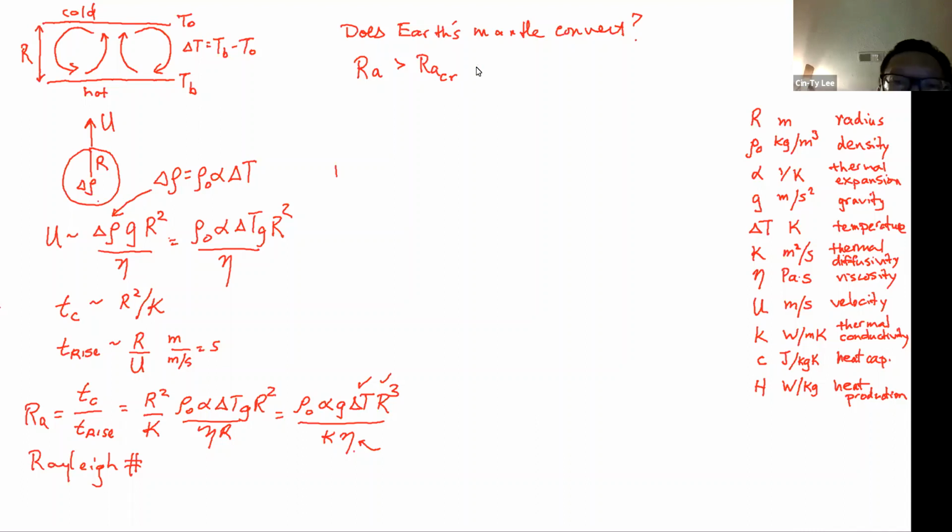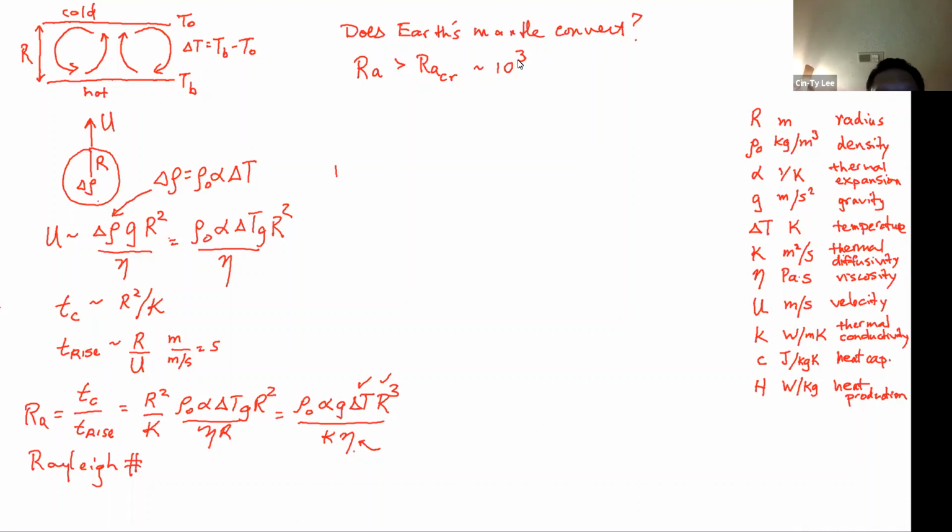And it turns out it's about on the order of 10 to the 3. It's something I can't derive for you here. You'll have to take my word for it. So as long as the Rayleigh number is greater than about 1,000, this thing is going to start to convect. The bigger it is, of course, the more vigorous that sort of convection is going to be.